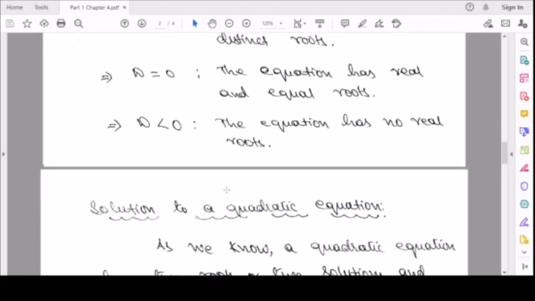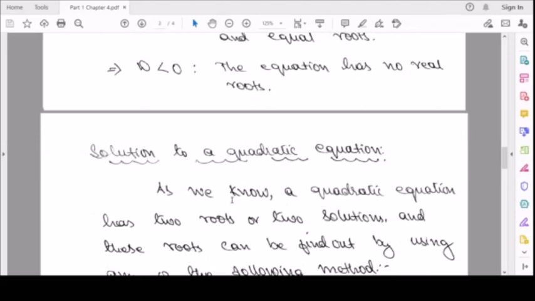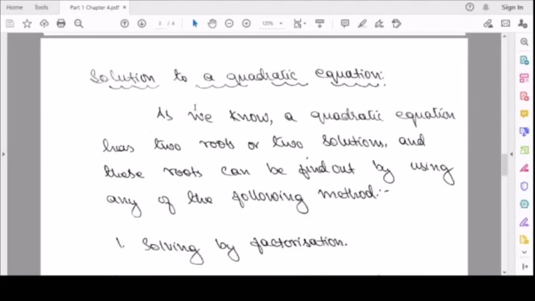Okay, solving for these imaginary roots, you will not be doing here in class 10. That will be done when you reach class 12 or above. But here in class 10 we'll discuss only these real roots and the equal roots.